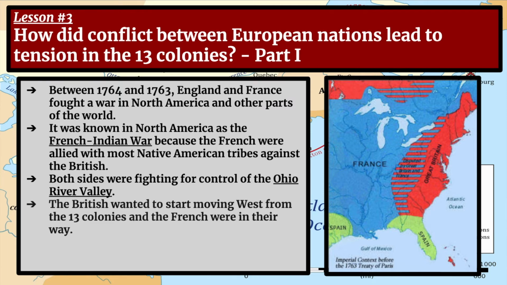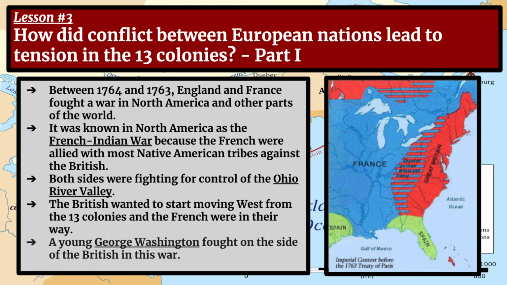The British, like I said before, wanted to start moving west from the 13 colonies and start colonizing areas further inland from the Atlantic Ocean, and they basically saw the French were in their way. And it was actually during this war that a young George Washington, who was working within the British Army, fought on the side of the British in this war.